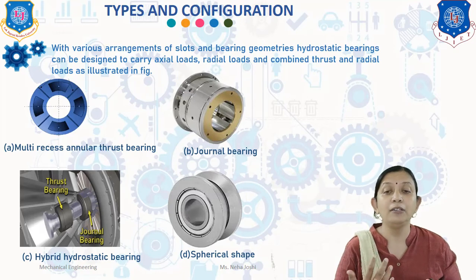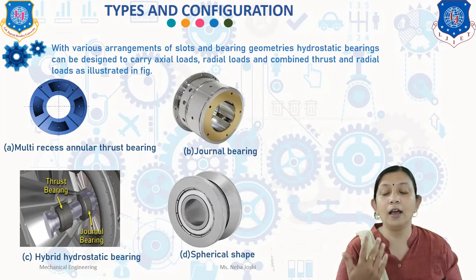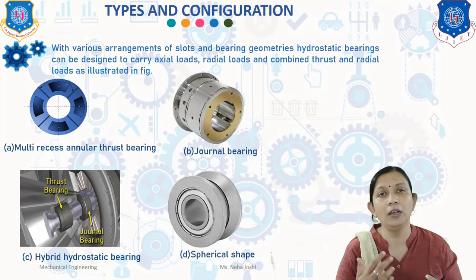Figure C indicates a hybrid. What is a hybrid? Hybrid means the combination of thrust and journal bearing, and figure D is a spherical bearing that finds its use when misalignment is one of the concerns.